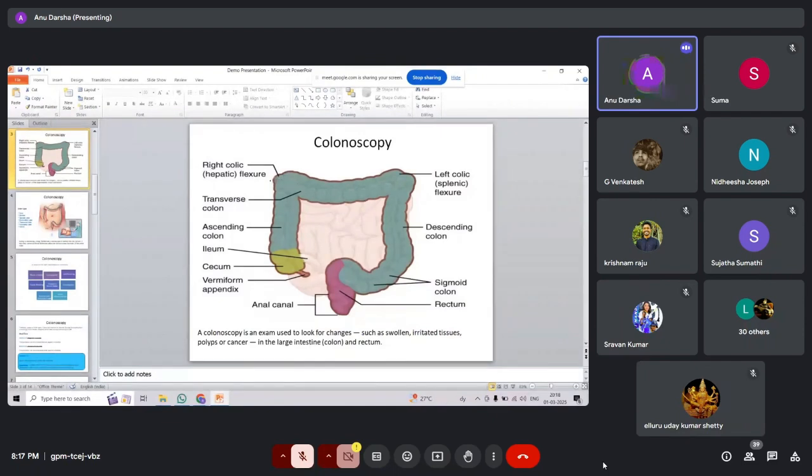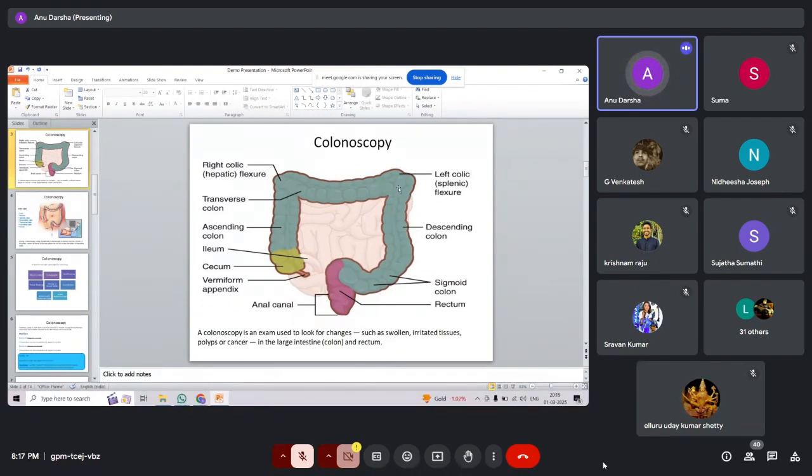There are two flexures, one is the splenic, one is the hepatic flexure. These corners are called flexures. So this is the splenic flexure and this is the hepatic flexure. So to bill the case as a colonoscopy, the scope has to at least reach or cross this area. Okay, then only we can consider the case as a colonoscopy.